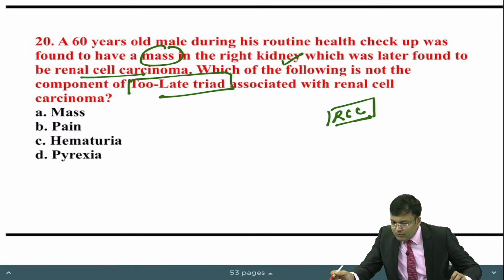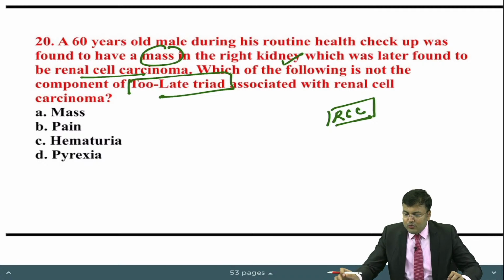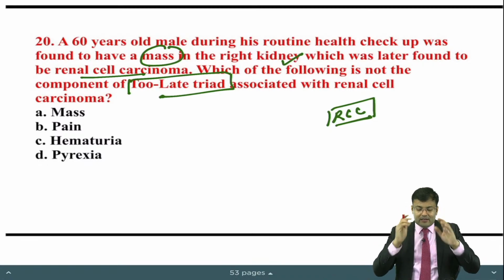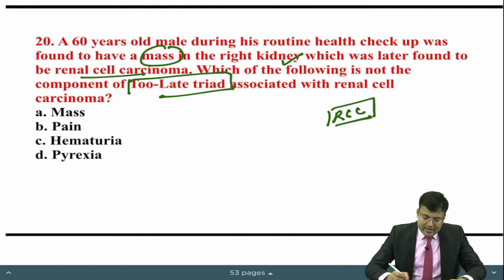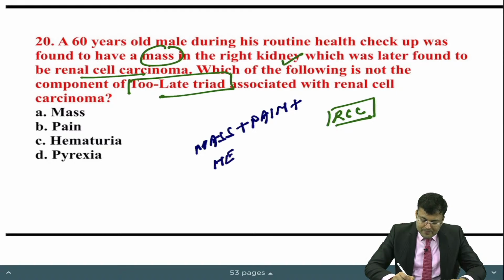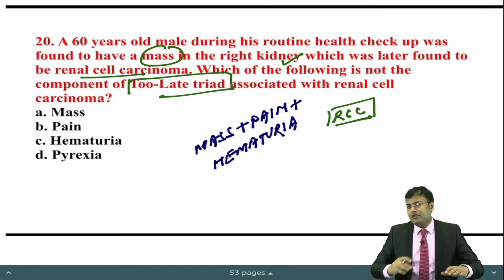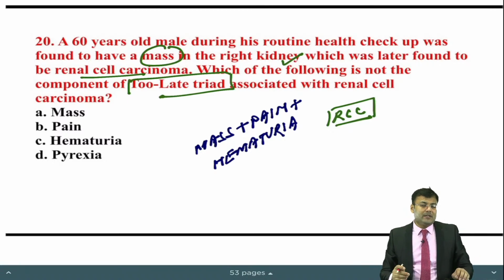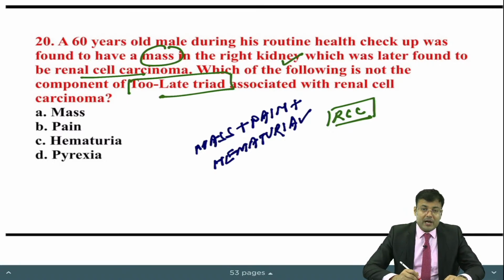Very good. Almost everybody is correct. Ritvika Saha, Dr. AJ, Shefali Shankar, Madhuri, Arvind, Sunny, Shweta Jaiswal, Ankul Yadav, Krish, almost everybody is correct. So what is the component of too late triad? Obviously, there is mass, there is pain, there is hematuria, and all of you know that the most common symptom is hematuria.